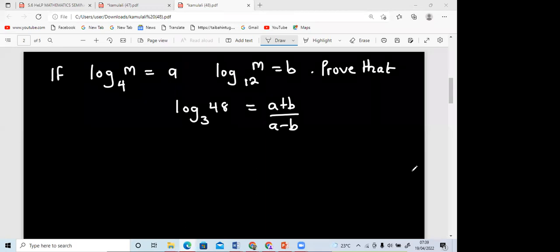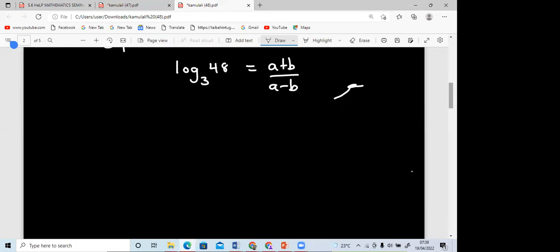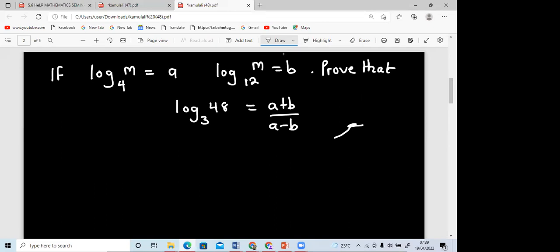Those who have finished, I'm going to give you another one. But we are going to first do this one, and then we go to the other one. Anyone who has done it to take us through? Yes, Messiah, take us through.